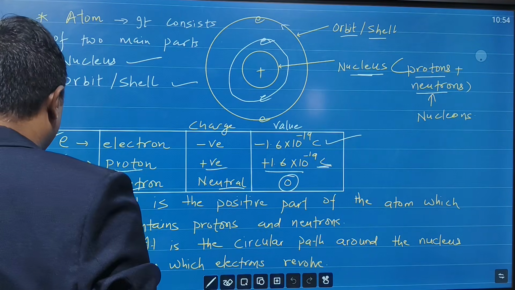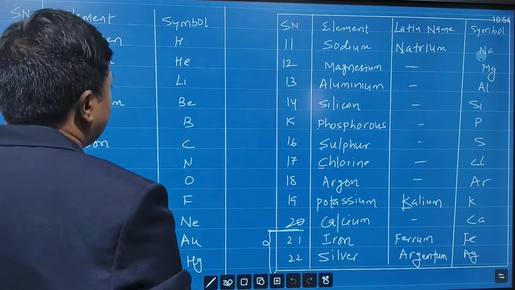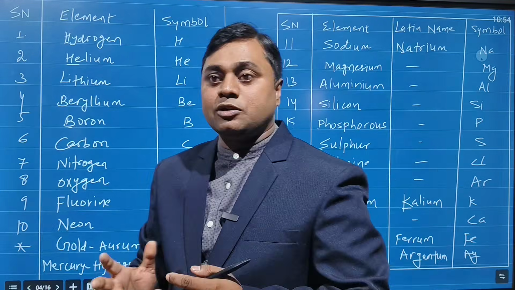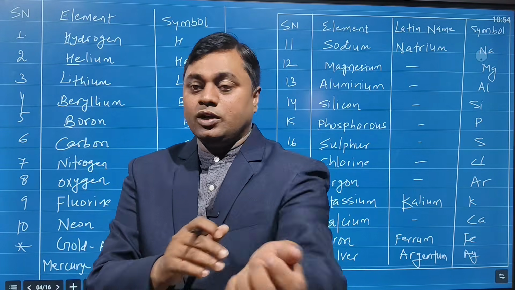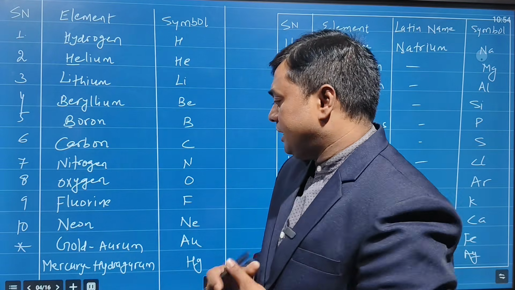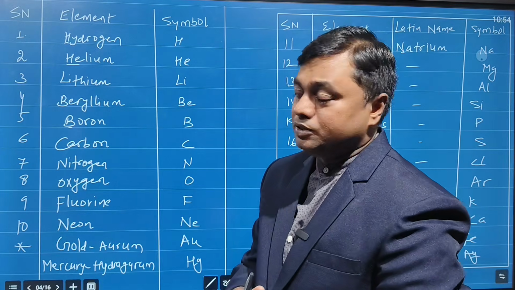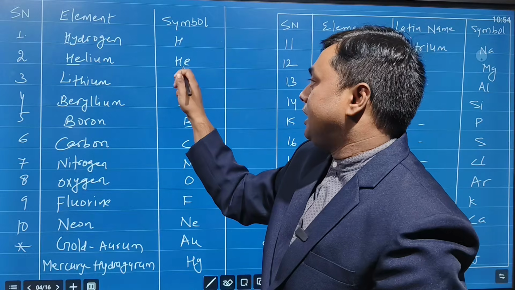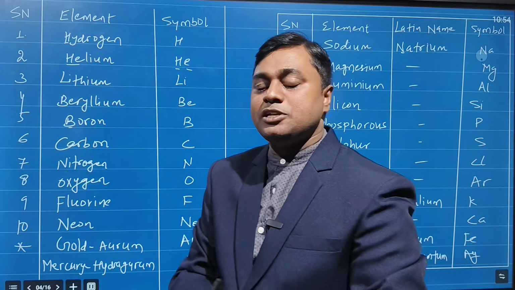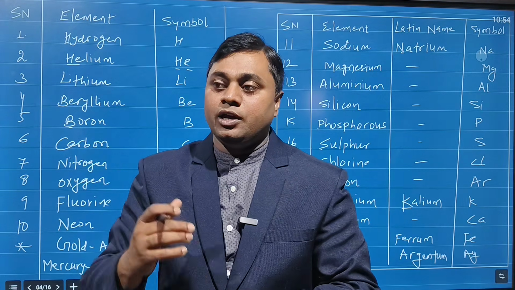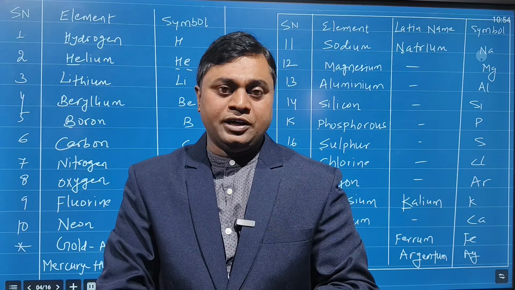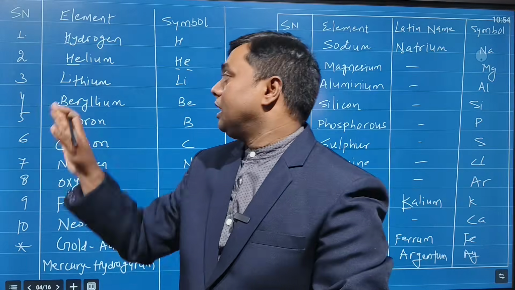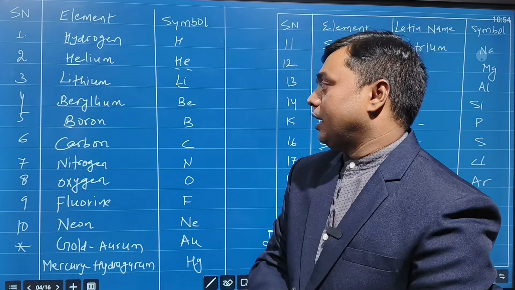Okay, so next we talk about elements and their symbols. Very important. Symbols are how elements are represented. I have written a few elements with their symbols. Like hydrogen, symbol is capital H. Helium, capital H, small e. So generally symbols are the first letter of the element, or first two letters, or sometimes a letter from in between. Like lithium, capital L, small i.